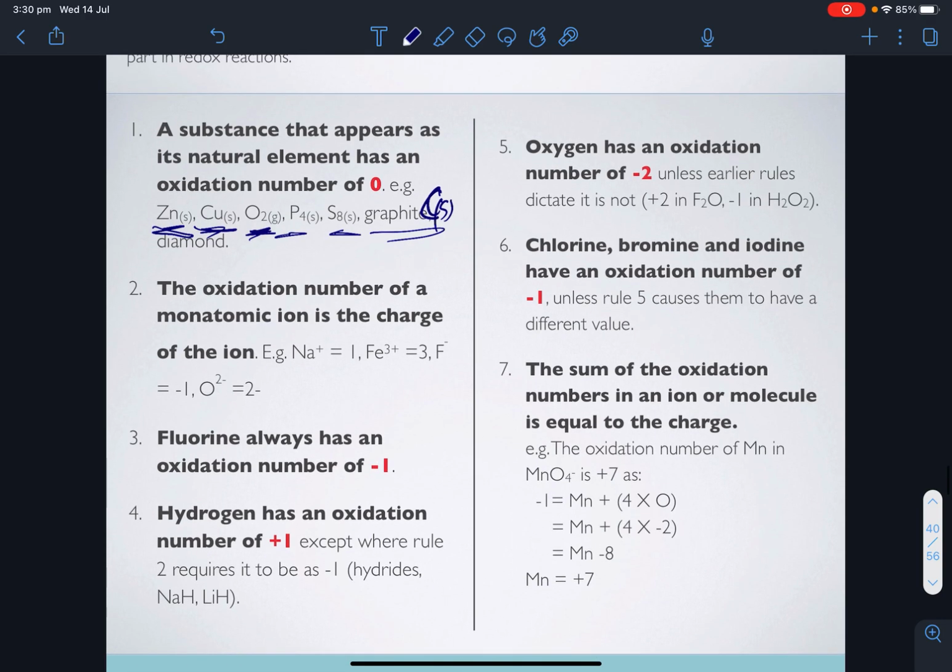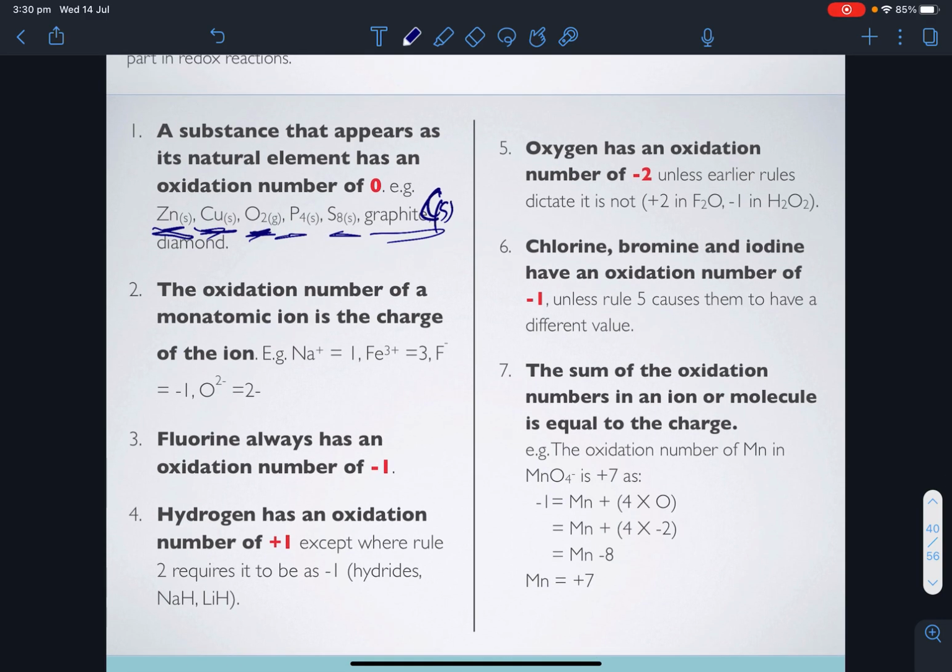If you have a monatomic ion, such as sodium plus, iron 3 plus, O2 minus, or oxide, the oxidation number is just simply the charge, okay? So sodium plus, oxidation number is positive 1. Iron 3 plus, positive 3. Fluoride, negative 1. Oxide, negative 2. Okay, fluorine always has an oxidation number of negative 1. Little rule there to add in.